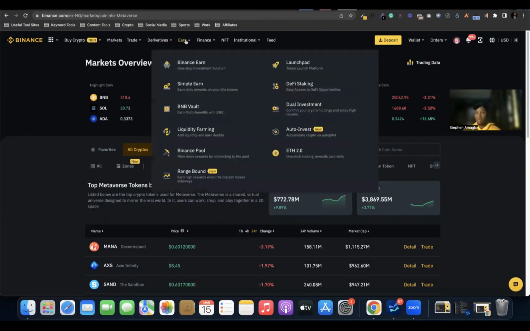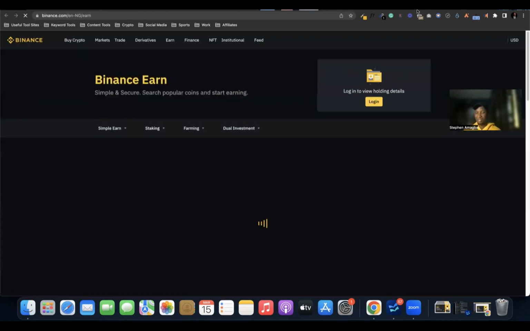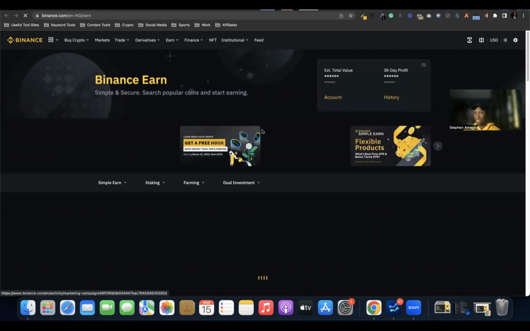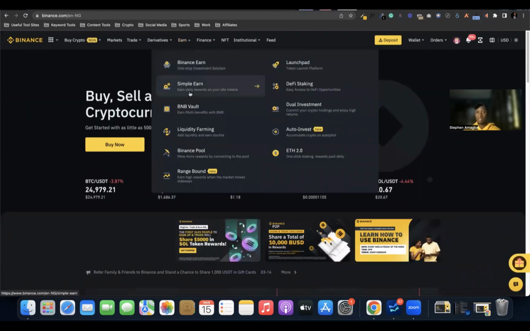All right, now let's go back to Earn. So this is basically where you earn with your crypto. It's as simple as that. We have many options. We have the Binance Earn, which is where you can see everything all at once, and then you get to choose which saving option or staking option you want. So we also have Simple Earn. We'll have the BNB vault for many benefits when you stake your BNB. We'll have liquidity farming. We'll have the Binance Pool, all sorts of saving and staking options for you to put your cryptocurrencies aside and earn interest on them.